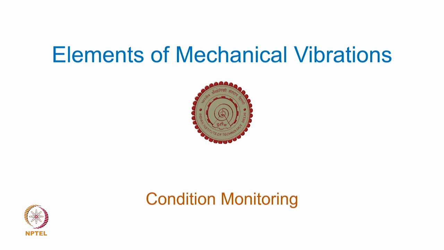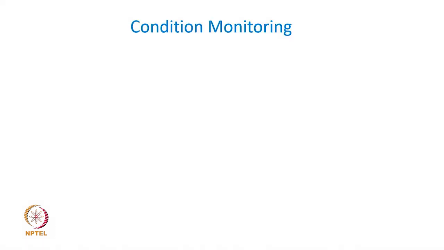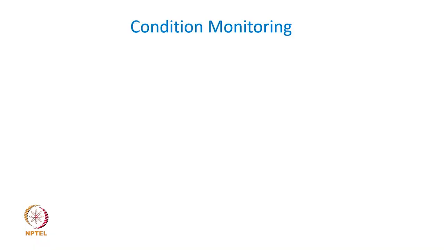So, condition monitoring refers to monitoring the health status of various mechanical elements like bearings, gears, shafts and other elements which are critical to the operation of the machinery. So, we use mechanical vibration response in diagnosing whether the system is operating as per its design and whether any failure is about to happen. We talk about the last topic of this course, that is condition monitoring.